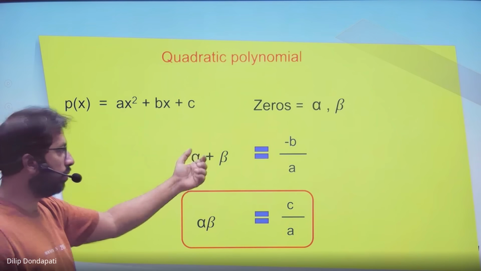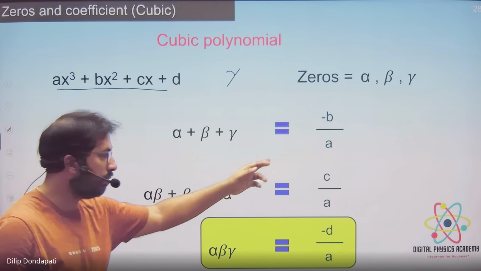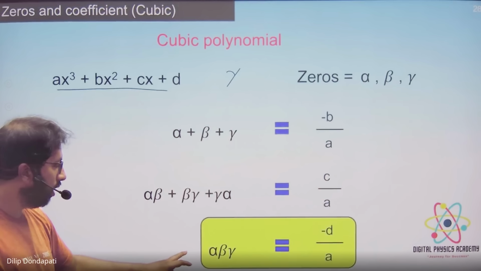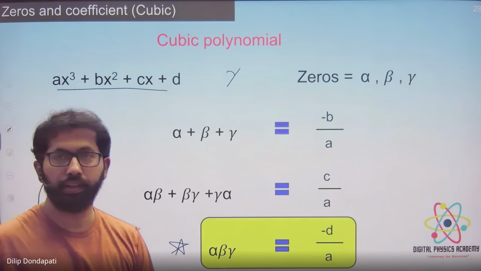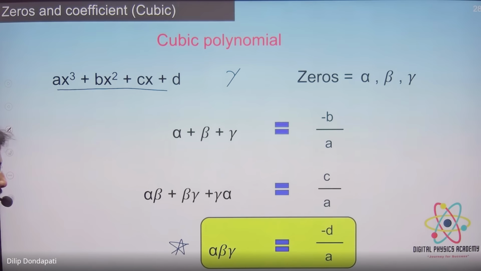See, first one is same, like sum of zeros is minus b by a. Alpha plus beta plus gamma is minus b by a. And product of zeros, we know that दो ही roots है ना before. Alpha beta is c by a, right? I say alpha beta plus beta gamma plus gamma alpha is c by a. And last one very important, alpha beta gamma is minus d by a. Okay, लिख लो ये वाला, very important.